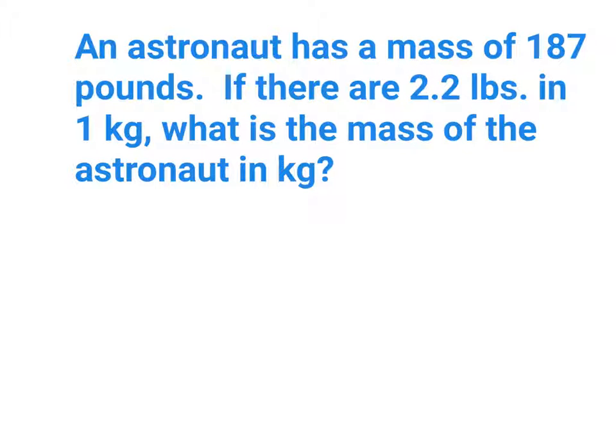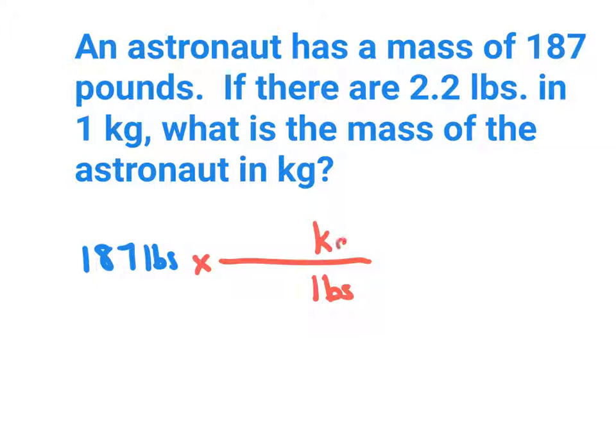So it's pretty simple. We're starting with the astronaut who has a mass of 187 pounds, so we're going to write that there. Then we put in our conversion factor. Remember, draw the multiplication sign, draw the line. We're trying to get rid of pounds, so we put that on the bottom. Of course, we're writing our units first. Then we're trying to turn it into kilograms. Kilograms goes on top. And we know, numbers-wise, that for every 1 kilogram, I have 2.2 pounds.